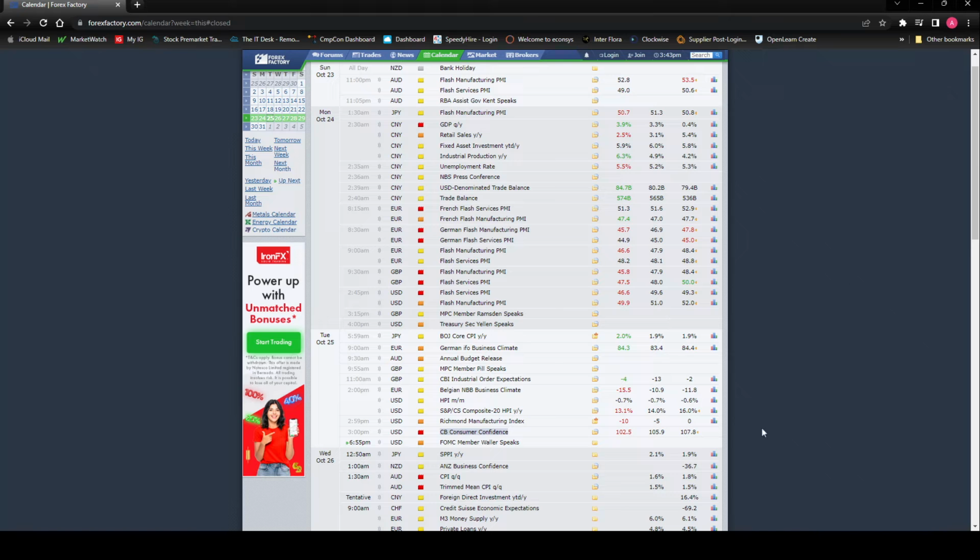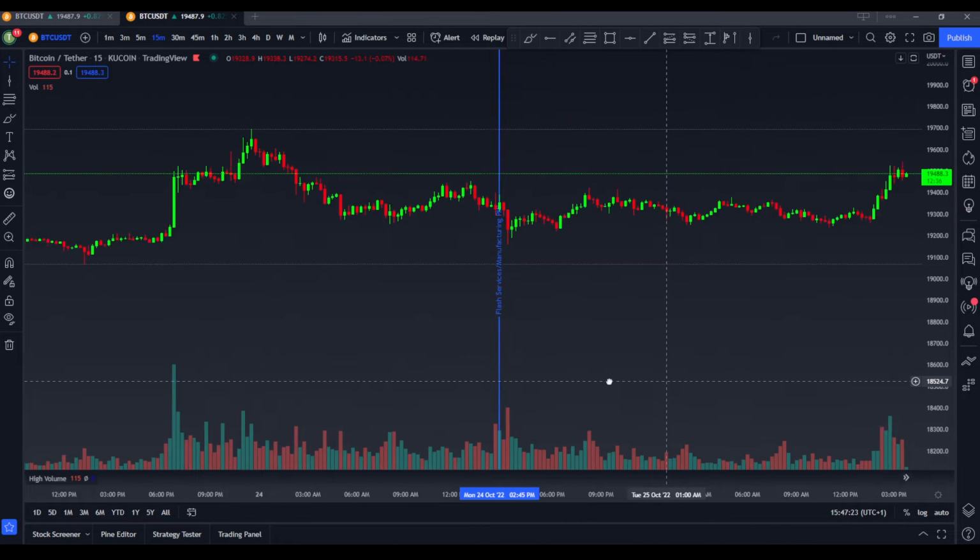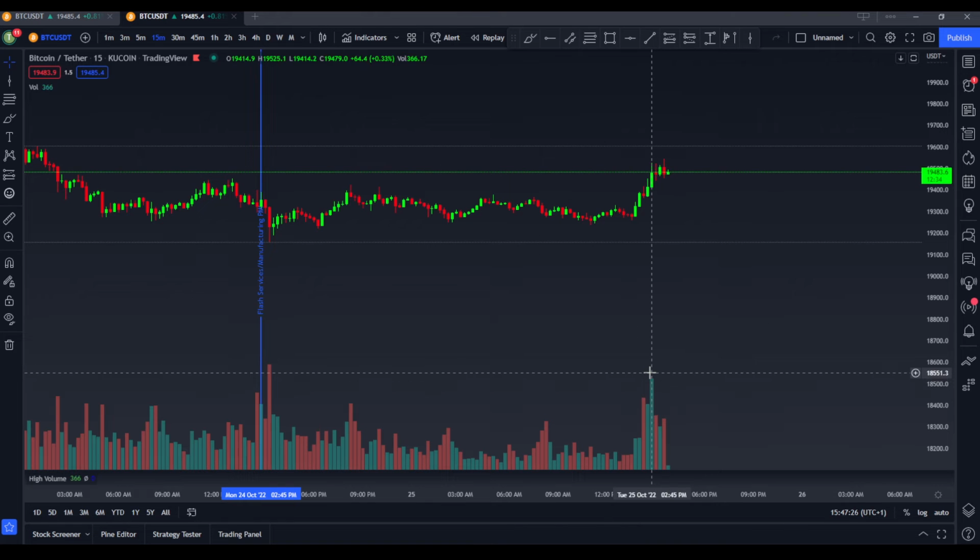Control copy. Just going to head back to TradingView, and we'll go and add that in. That was 3 p.m. on the 25th. So 3 p.m. is here.